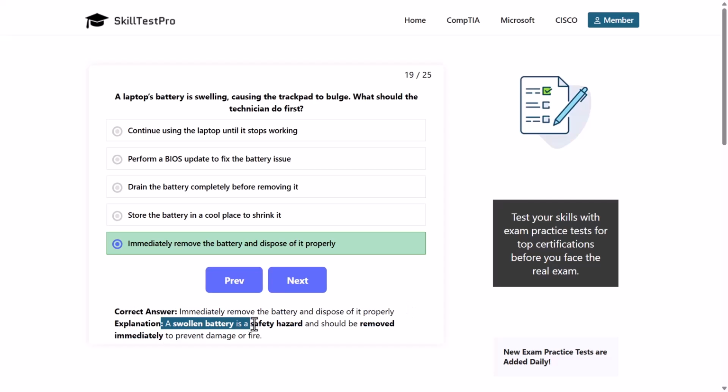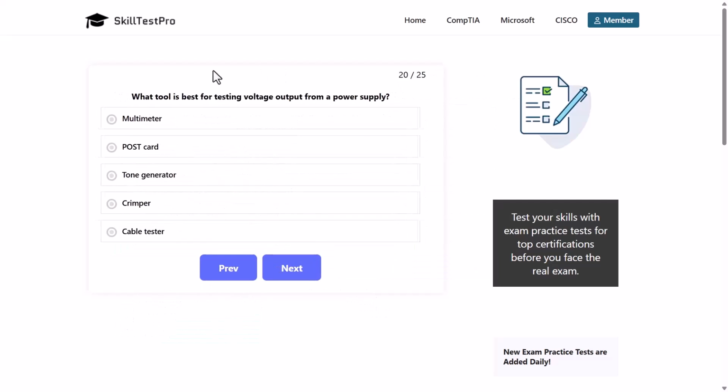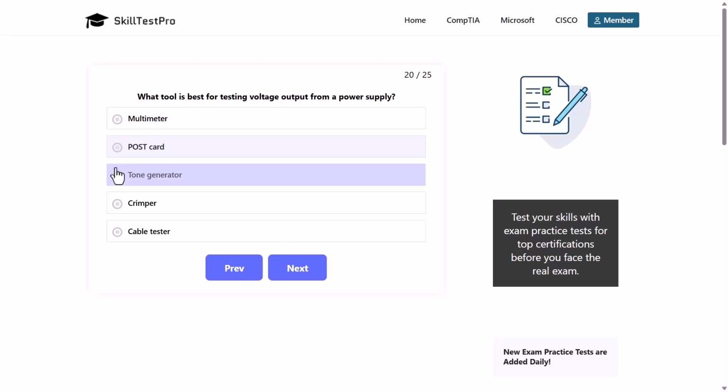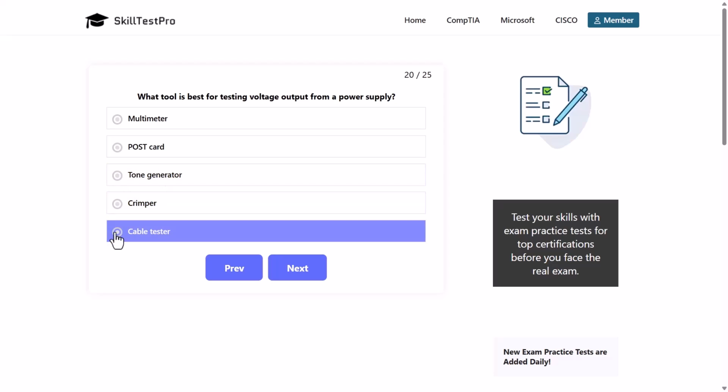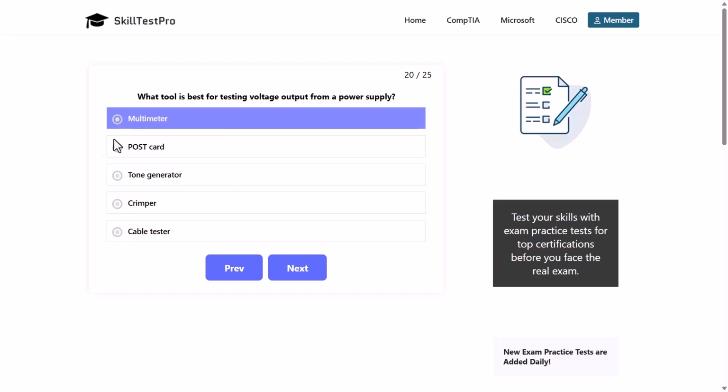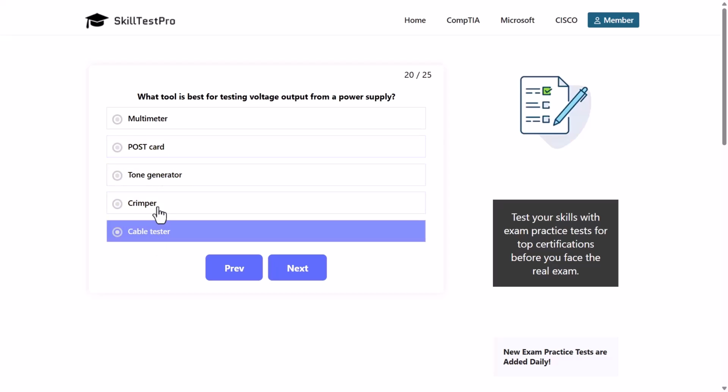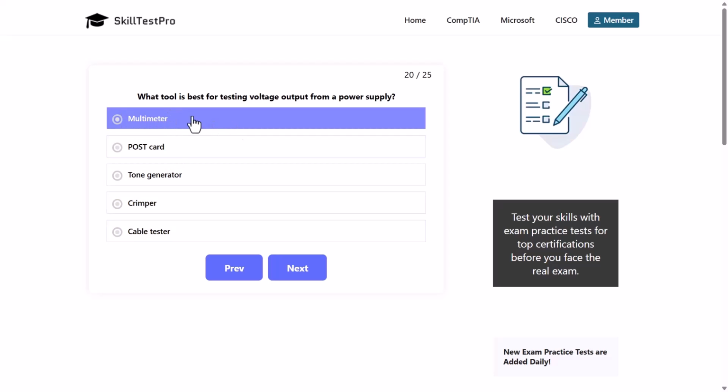A swollen battery is a safety hazard and should be removed immediately to prevent damage or fire. It doesn't matter whether it's a mobile phone or a laptop, whenever it comes to a swollen battery, remove it. What tool is best for testing voltage output from a power supply? Multimeter, postcard, tone generator, crimper, or cable tester. Sometimes you don't know the correct answer, but you still know some of the tools outlined in your exam question. Check those tools which you understand and what they do, and that way you will be able to find the tool you don't know.